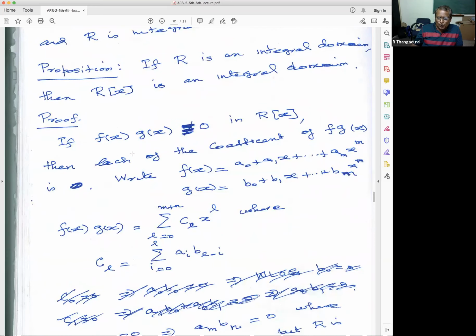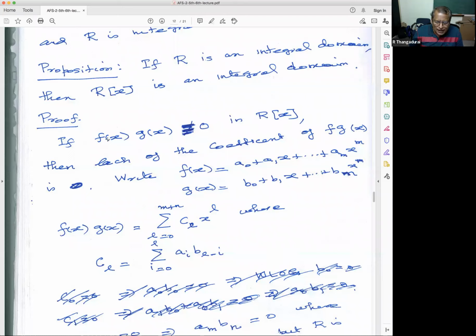We take two elements in R[x], take their product, and equate it to 0. Here the two elements are polynomials, f(x) and g(x), and the product equals 0, meaning it is the zero polynomial. We are assuming it is the zero element in R[x]. What does this mean? It means after taking the product, each coefficient is 0. That is the assumption we are making.